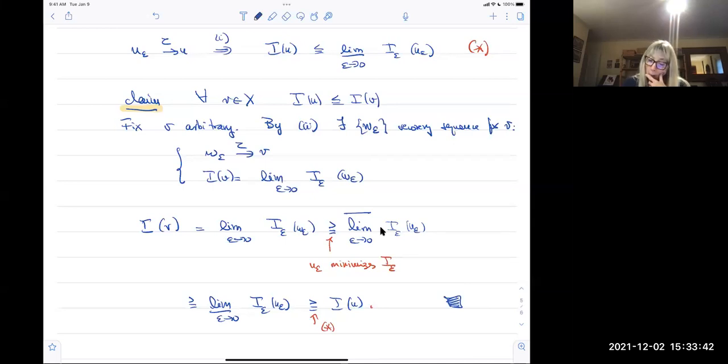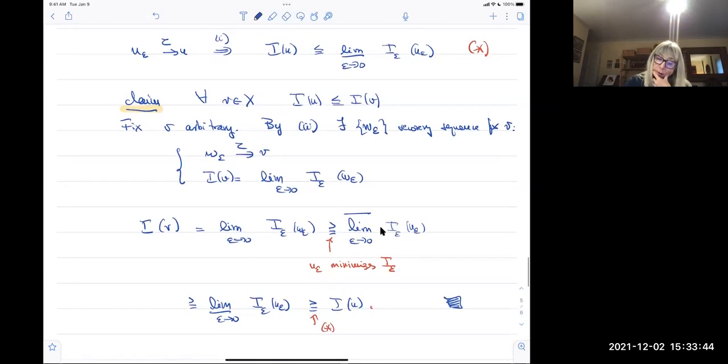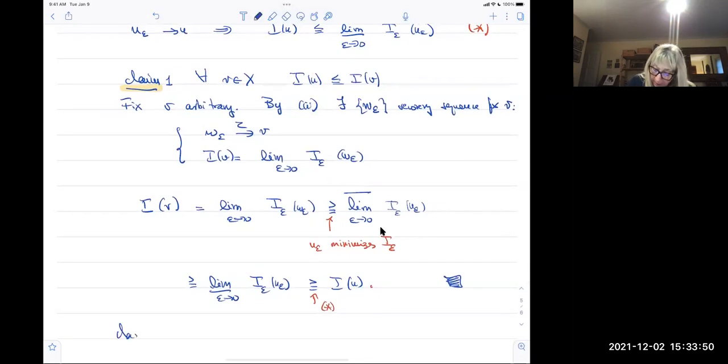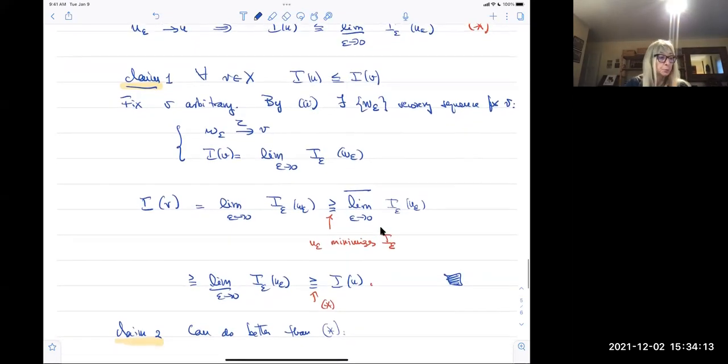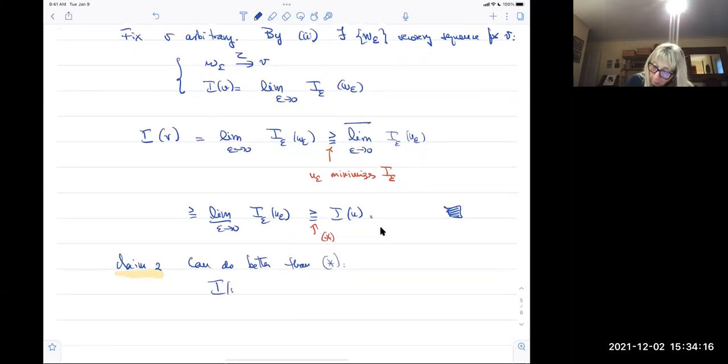Let's call this claim 1. And claim 2 is that I can do better than star, in the sense that if I have a minimizing sequence converging to a U, then actually star is going to be an equality. You cannot have a gap. And let me show you why.